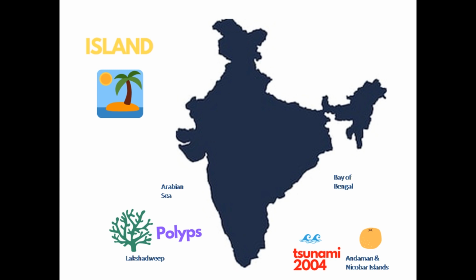Lakshadweep is otherwise called the Coral Island. Corals are the skeletons of a marine animal called polyps. New polyps develop on its hard skeletons, thus they grow in size. As the islands are rich in corals, they are called coral islands. And the Andaman and Nicobar Islands have India's lowest point known as Indira Point. It was completely submerged in water during the tsunami attack of 2004.